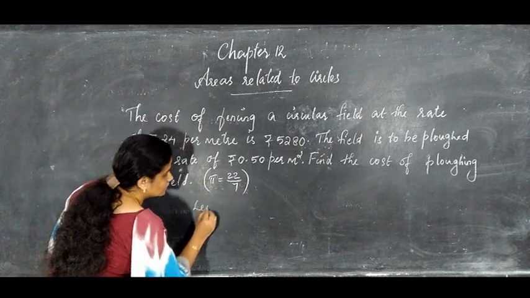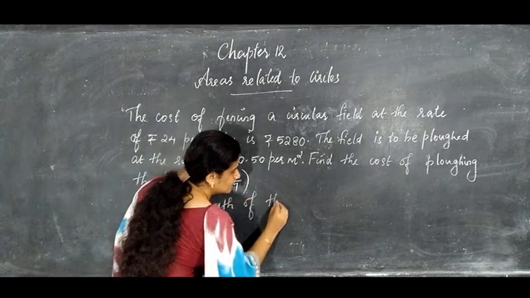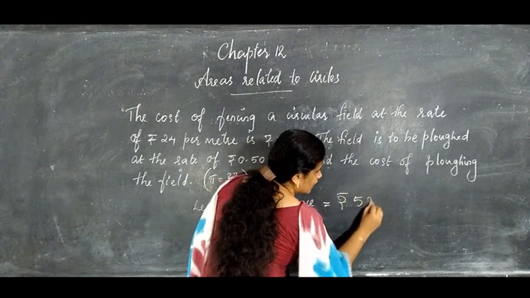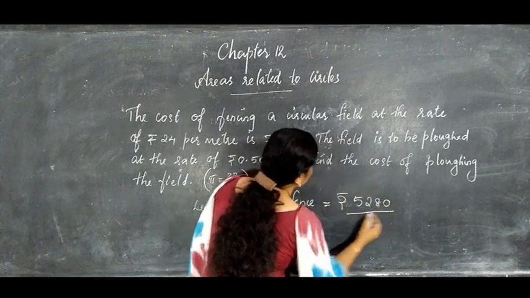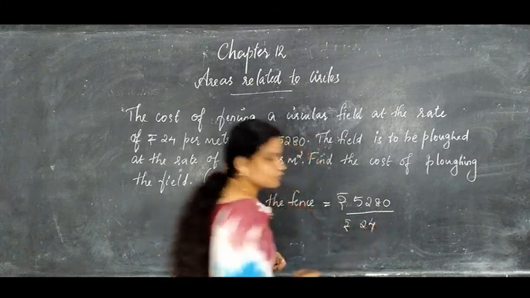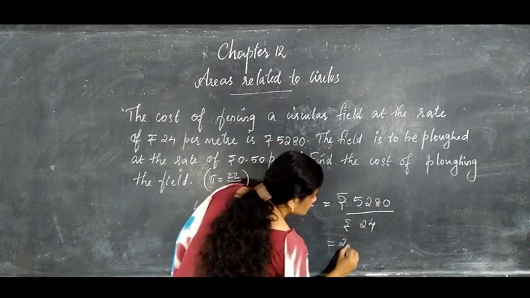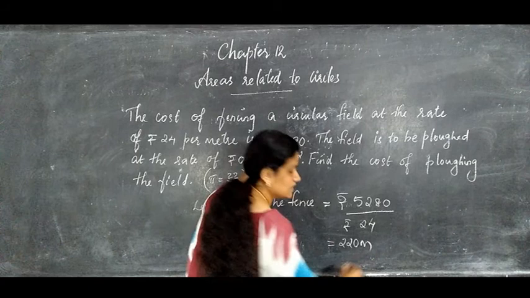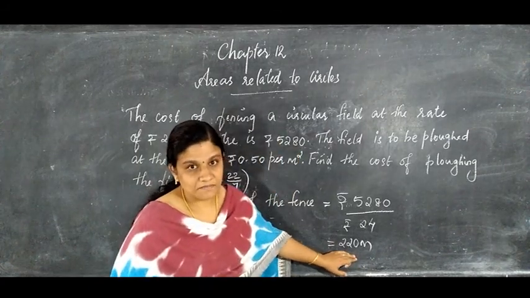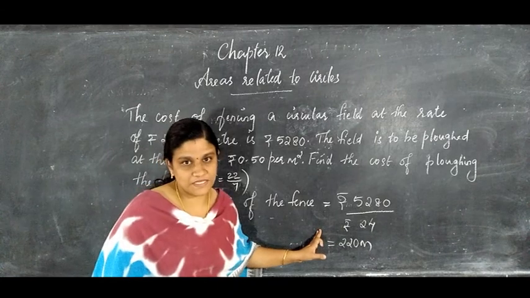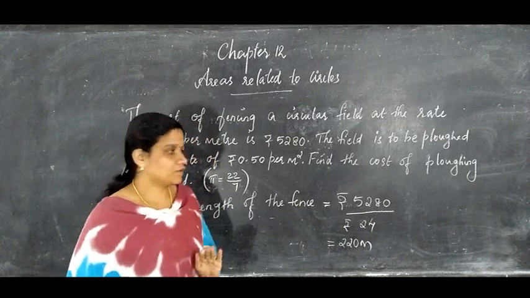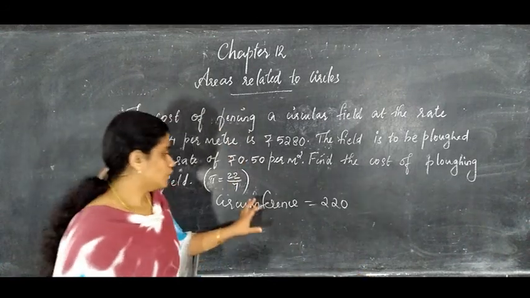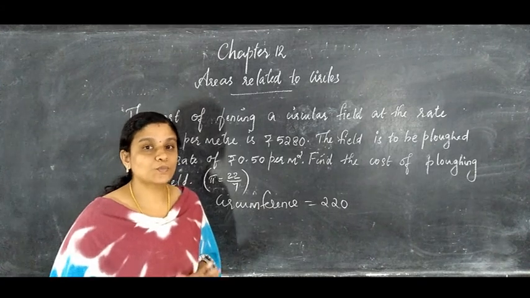So length of the fence is equal to rupees 5,280 divided by rupees 24. That is equal to 220. What is that, children? 220 meter. So we got 220 meter. This is the length of the fence, which means the circumference of the circle. So we got circumference of the circle is equal to 220. Okay. So now what is the circumference of a circle? It is 2 pi r.